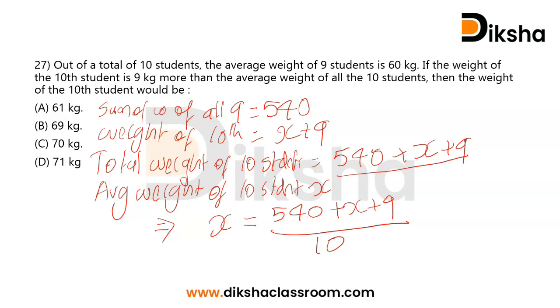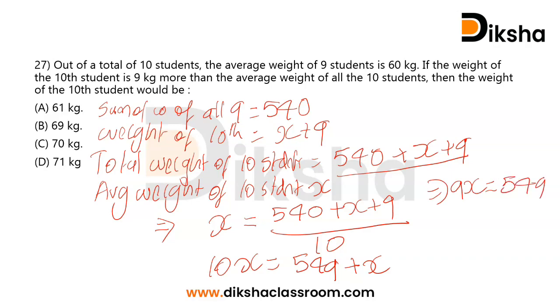So we want to solve this equation, from which you get 10x equal to 549 plus x, from which you get 9x equal to 549, which gives x equal to 549 by 9, which is equal to 61. So from which you will get the value of x as 61.